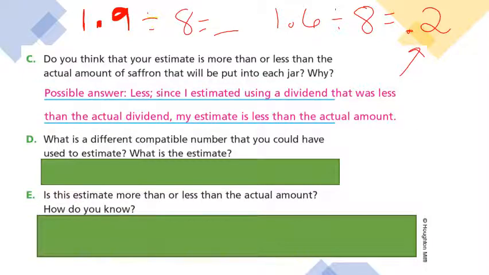I'm probably going to get less. I estimated using a dividend that was less than the actual dividend. So the number that I divided, oops, get that eraser, it's a tricky board. The number I divided, 1 6/10, was less than the actual dividend of 1 9/10. So the estimate is going to be less than the actual amount.